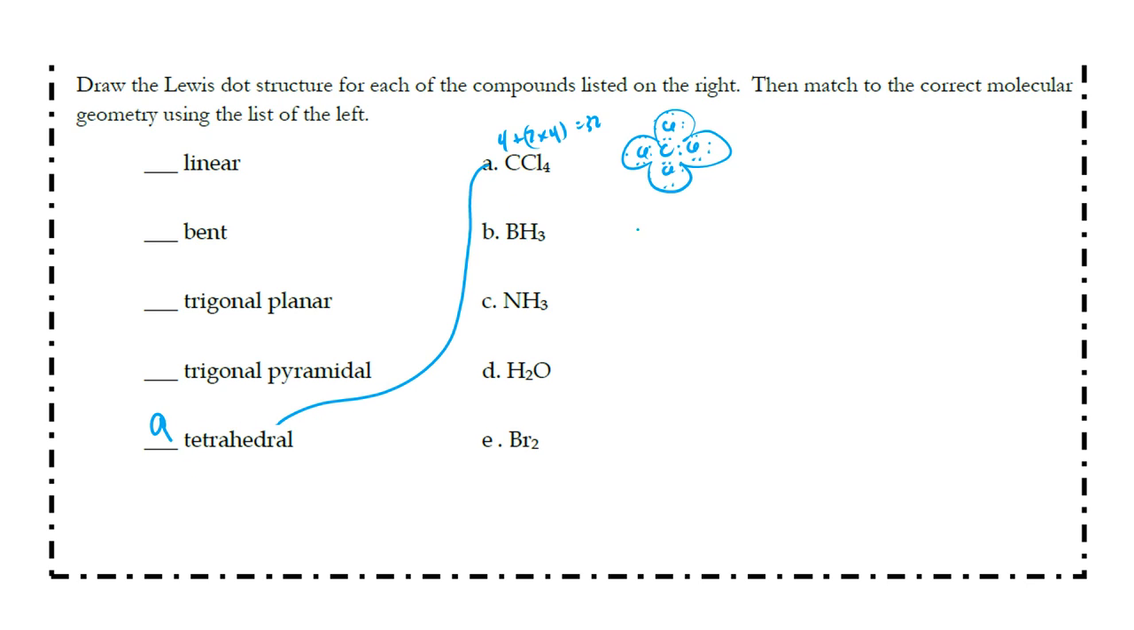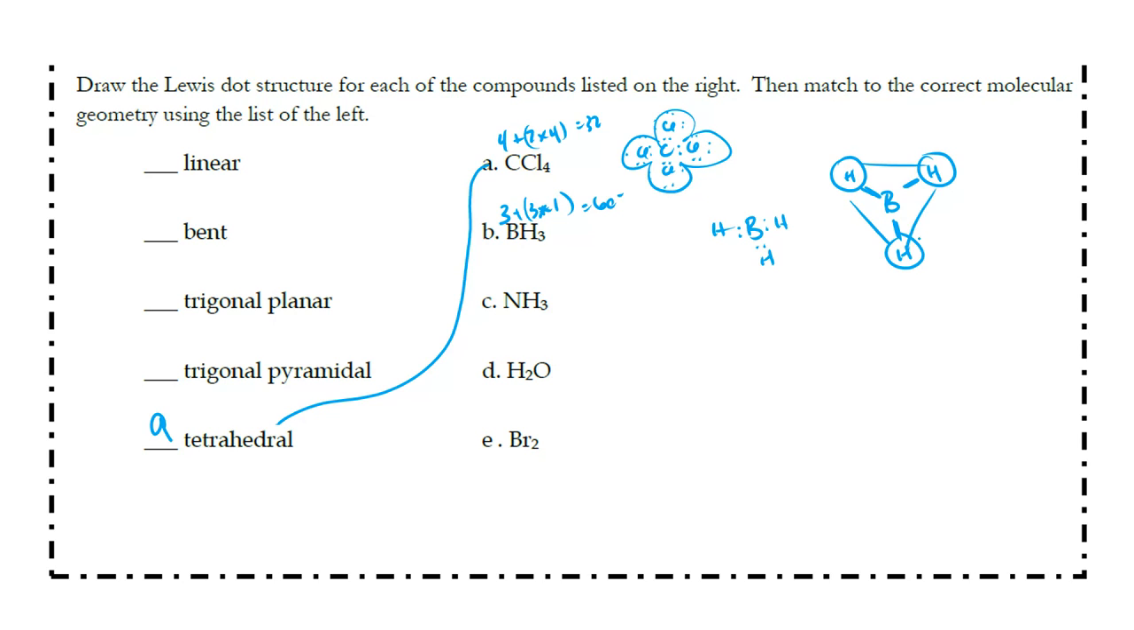This one, BH3, boron, has 3 valence electrons. Each hydrogen has 1. 3 plus 3 times 1 is 6 total electrons. I'm going to put boron in the middle, hydrogen all around. 2, 4, 6, that's it. This is one of our exceptions to the octet rule. I'm going to have boron, and I'm going to have 3 hydrogens. There's no extra electrons on the boron. That's it. There's just 1, 2, 3 bonding groups.